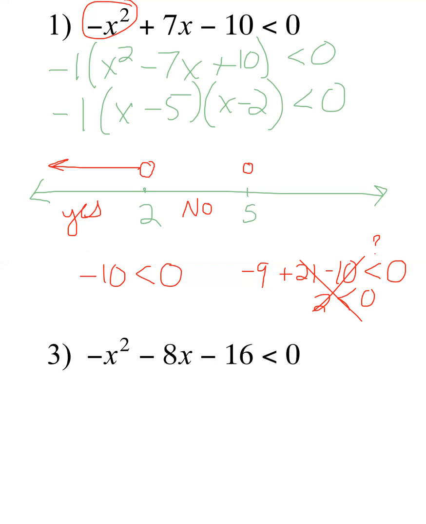Any number in between. So now I'm just going to pick any number greater than 5. I like to pick 10 because it's easy. So it would be -100 plus 70 minus 10. Is that in fact less than 0? Yes, it is. So I'm going to include this portion.